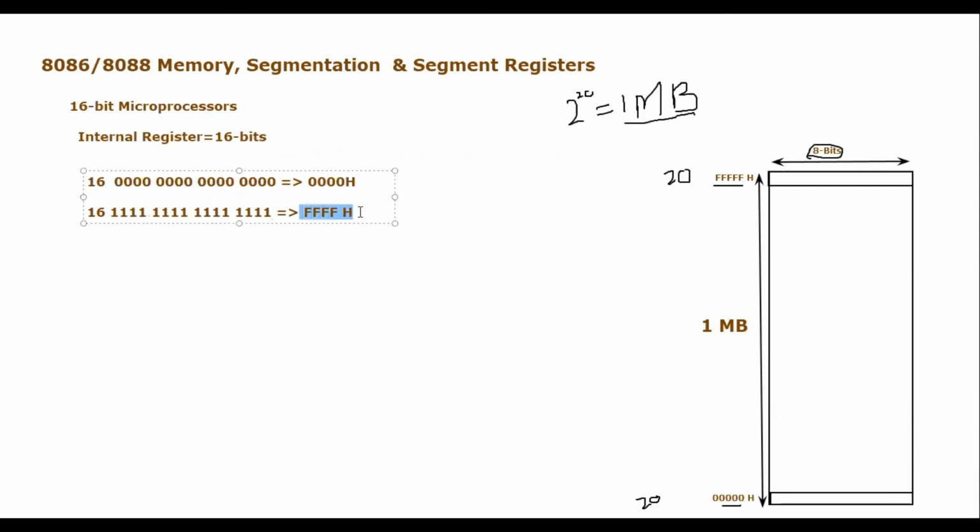This is the maximum address and this is the minimum address that you can actually achieve using any internal register, which means this memory is not compatible with the 16-bit microprocessor, which is 8086 or 8088, right? So how to resolve this problem? There is an issue, right?